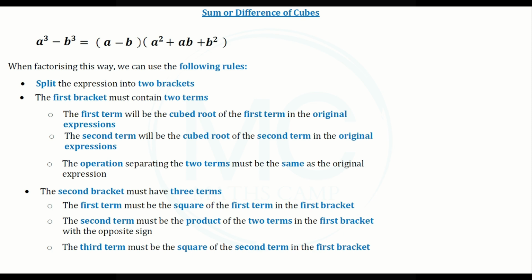Please remember that if you square any value, you will always get a positive answer. This means that the first and third terms in the second bracket will always be positive. It is only the middle term that may be negative. Let's look at some examples.